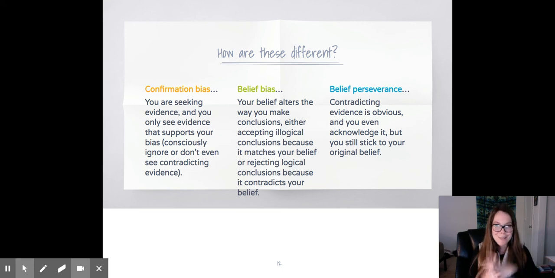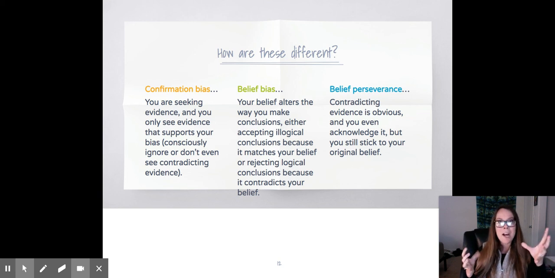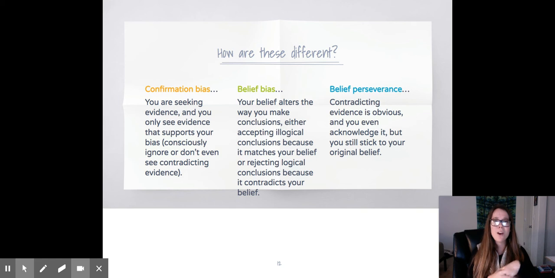And then we have belief bias, where your belief alters the way you make a conclusion, either accepting illogical conclusions because it matches your belief, or rejecting logical conclusions because it contradicts your belief. So if my belief is that, I don't know, the world is going to end in 5 years, right? I don't know, guys, this is just very random. I am not going to accept anyone else's. Like if people tell me, oh, you're wrong, it's going to be 20, I'm going to reject any logical conclusion that contradicts my belief. I'm not going to have my beliefs challenged.